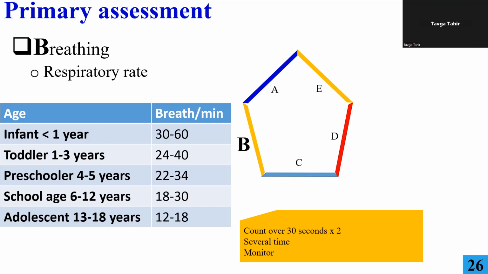So count over 30 seconds, multiply by 2, and do it several times. Don't take one number from the monitor. Look at your monitor, know your sampling time, know your lag, and please take it over time.